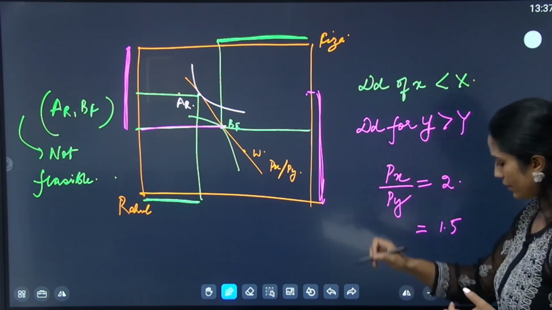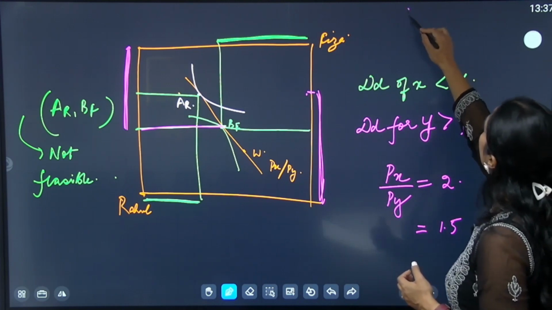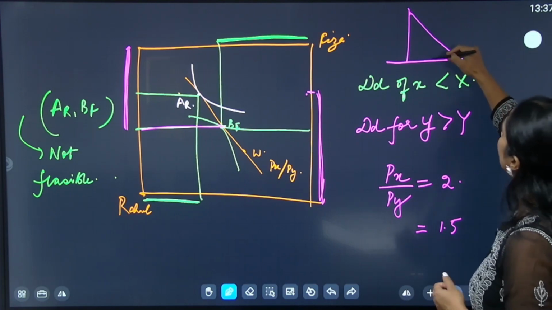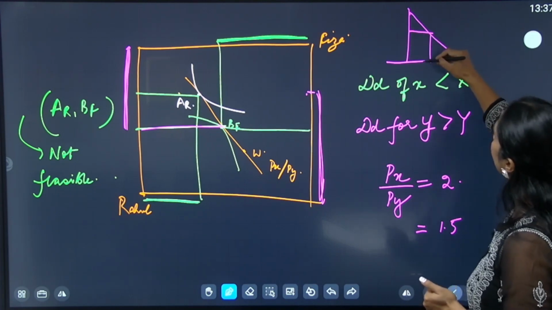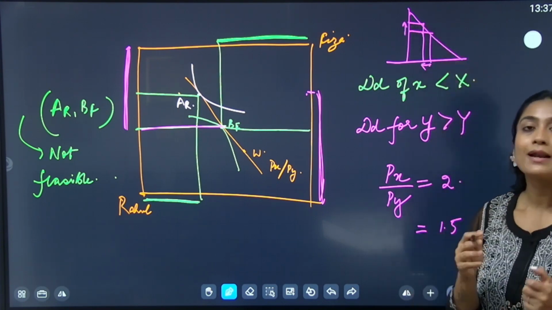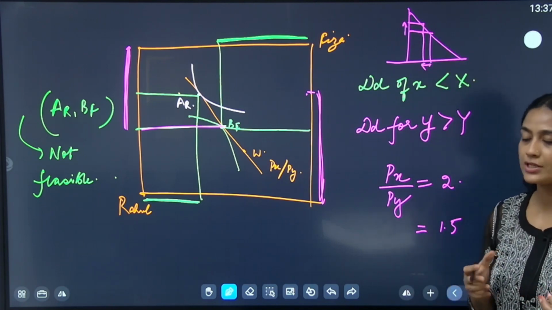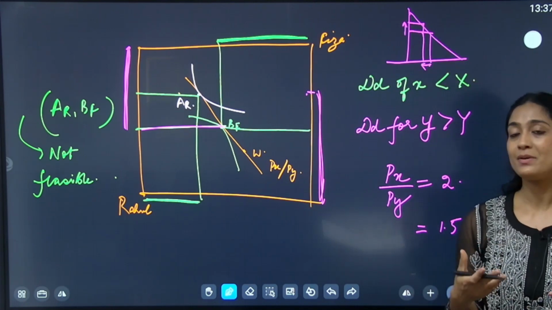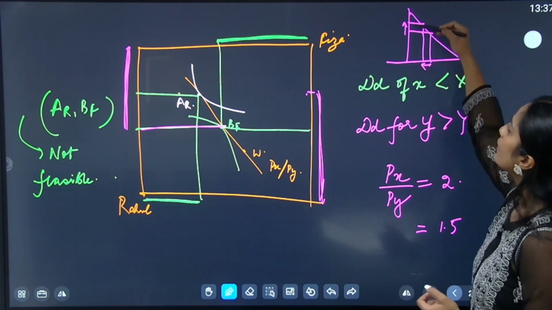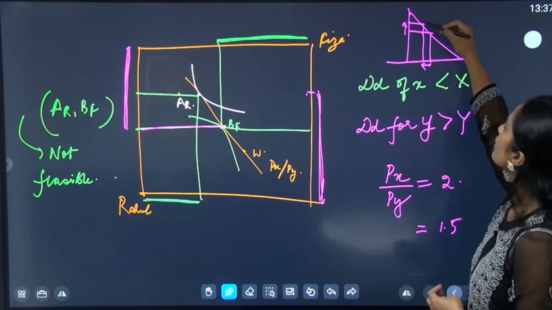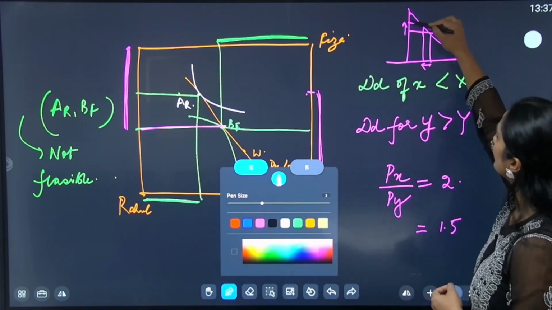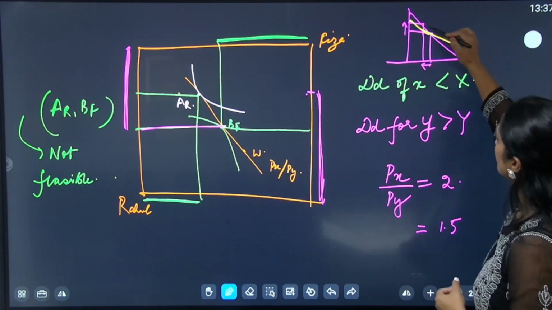think about it like this: if this is your budget constraint, if this was your Px by Py, here you had, if you gave up this much X, you could gain this much Y. Now your X needs to become cheaper in terms of Y. That means Y needs to become costlier in terms of X. So when you give this much X, the gain in Y should be lesser. So you reduce the slope of this line passing through the same point, okay?